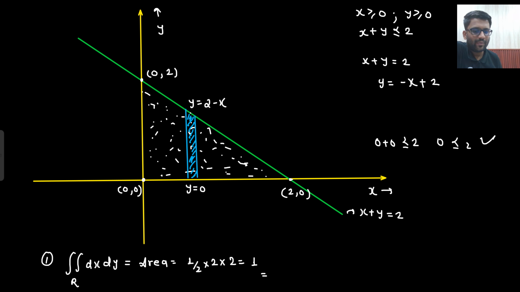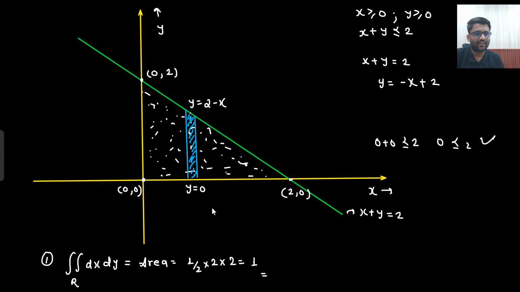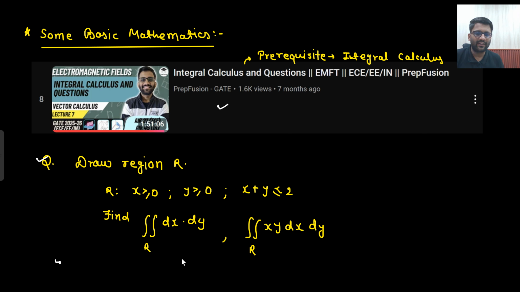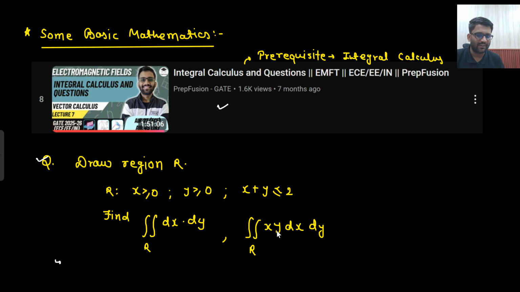So first we will make the region. Always we will make the region. Three equations were given: x greater than equals to 0, y greater than equals to 0, x plus y less than equals to 2. I made the region. Now for this particular thing, dx dy, it was very easy. I got the area, right? But here there was a function. This was a function of xy.